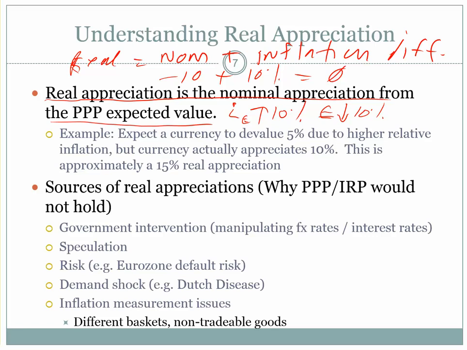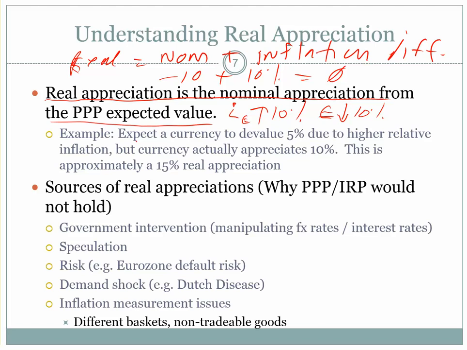So I'll state that again. If a currency behaves according to PPP, meaning higher inflation causes devaluation roughly by the same amount as the incremental inflation, there would never be a real appreciation or depreciation of a currency.